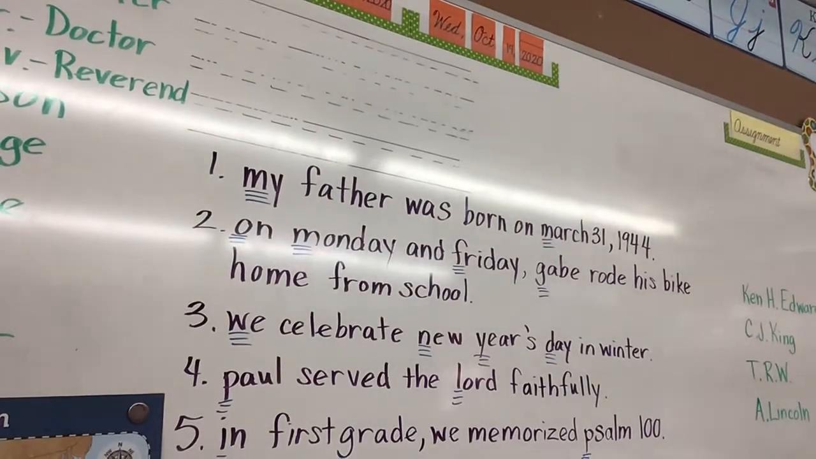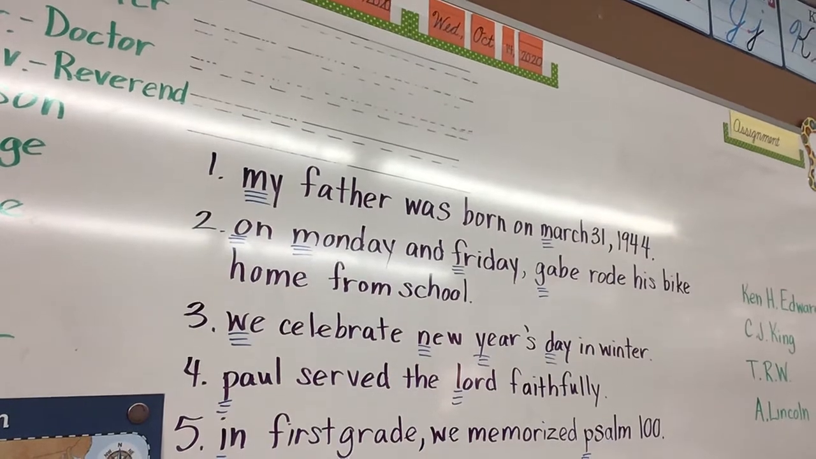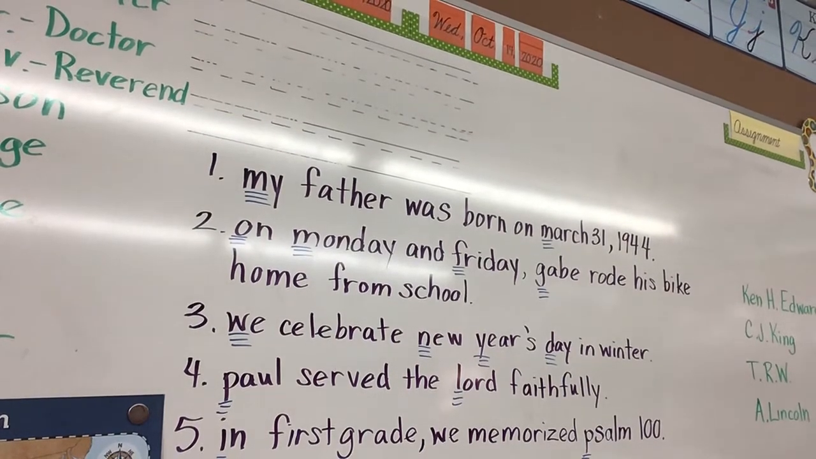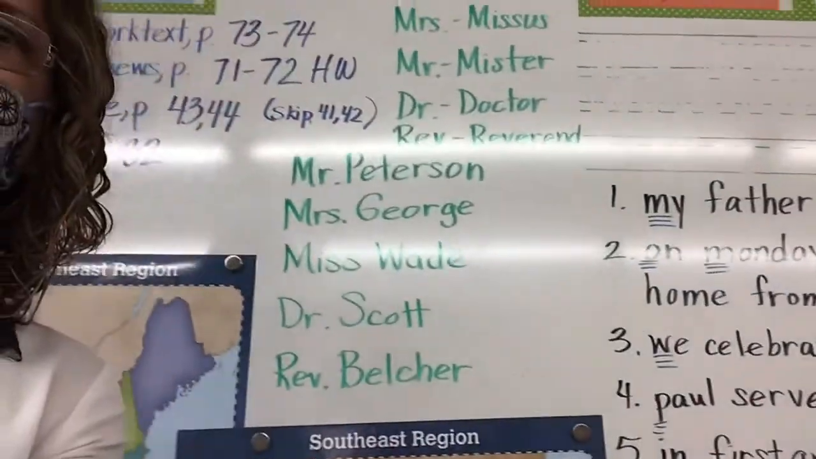Remember, we just learned a new rule. If you look at the top of your paper, it says capitalize names, initials, titles of respect, and the word I. Then it also says place a period after initials and titles of respect if, big if, they are abbreviations. So that's what we're going to look at right now.